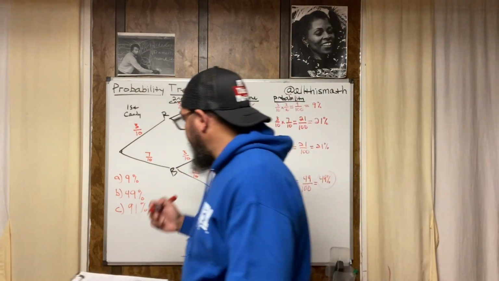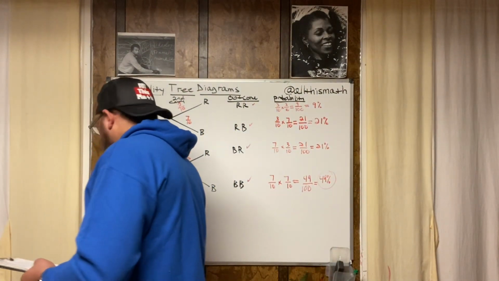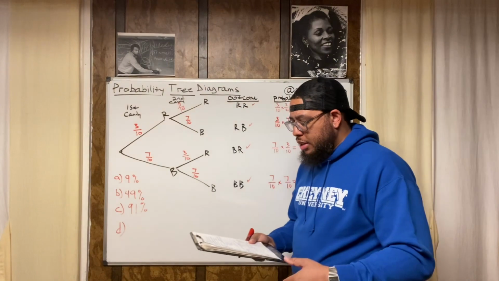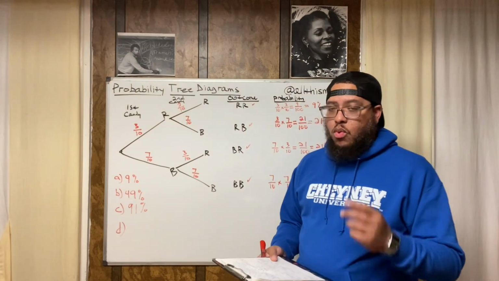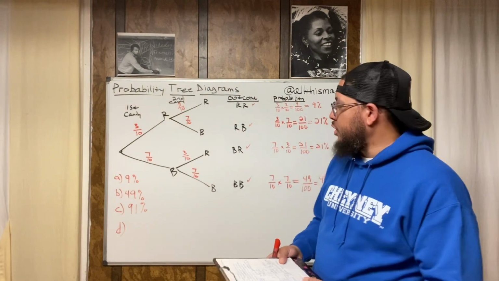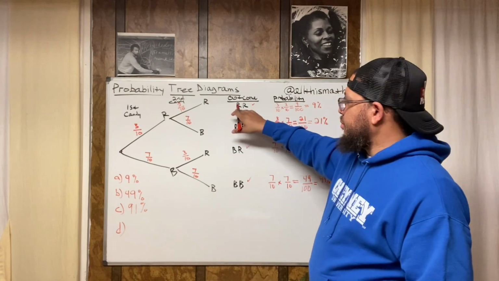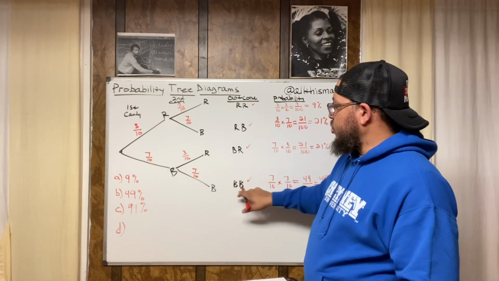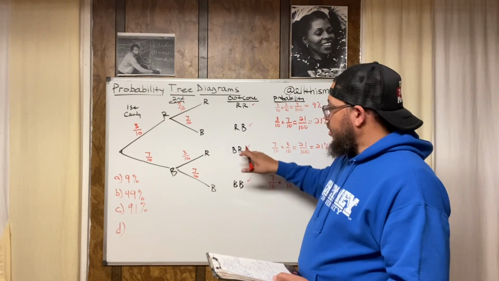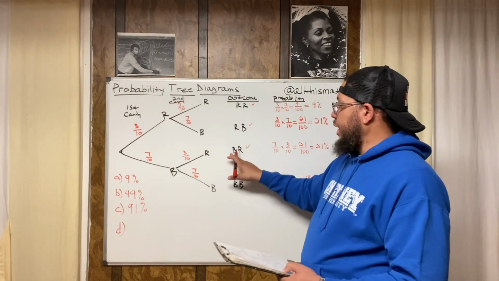All right. Now, last question. What's the probability of her getting one candy of each color? One candy of each color. So we're not talking about two reds. We're not talking about two blues, right? We're talking about her getting exactly one candy of each color.